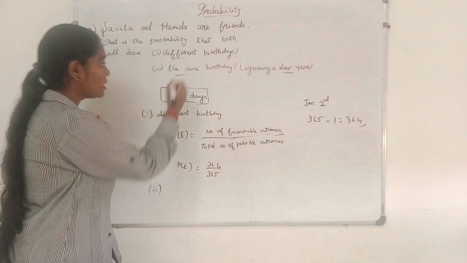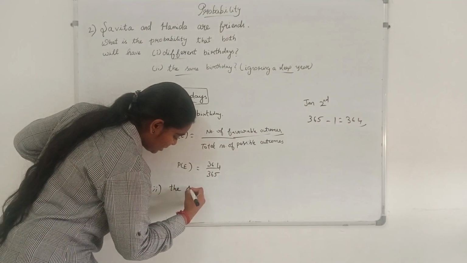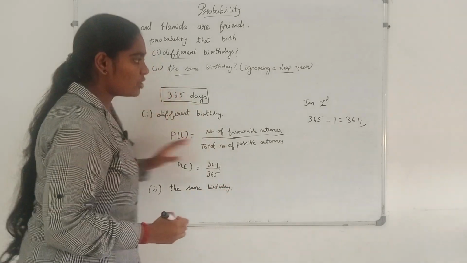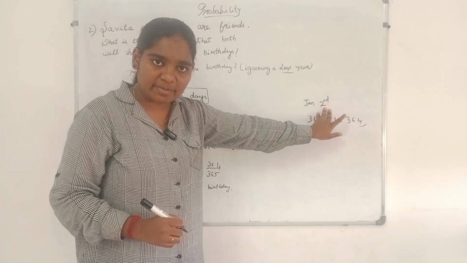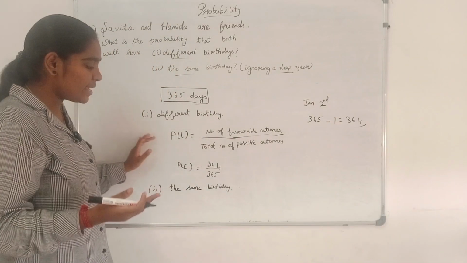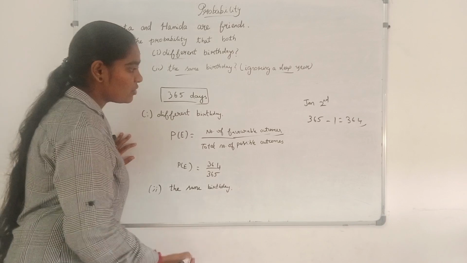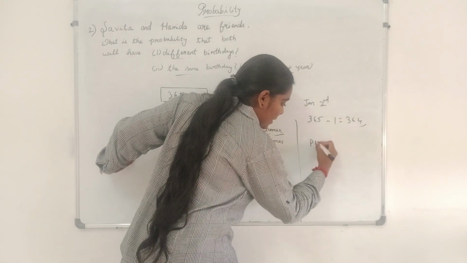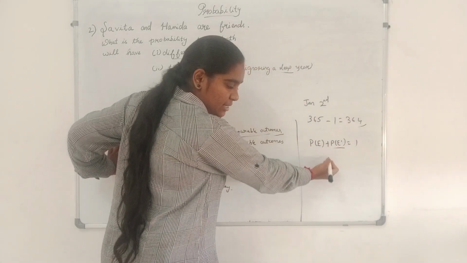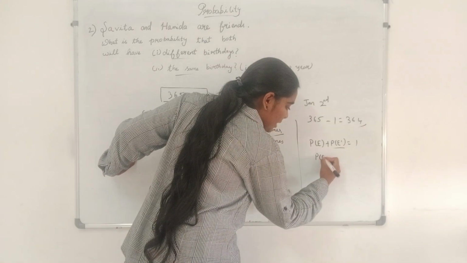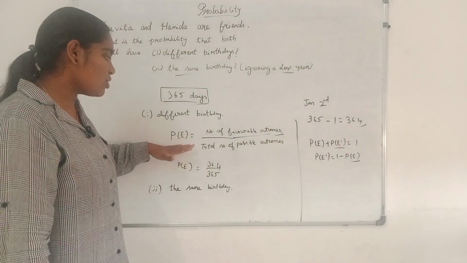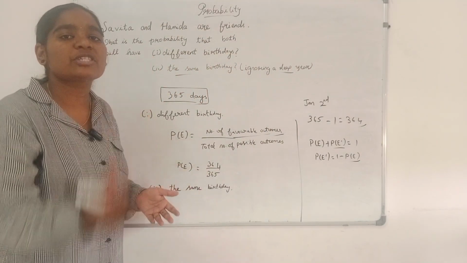Second question, the same day, the same birthday. So if Jan 2nd is Savita's birthday, it means on the same day itself Hamita's birthday too. So here you can use the concept of complementary events. As we know, complementary events means P of E plus P of E dash equals 1. Here this P of E dash is the complementary event. So the complementary event equals 1 minus P of E. P of E is the event and complementary event means the event opposite to that event.